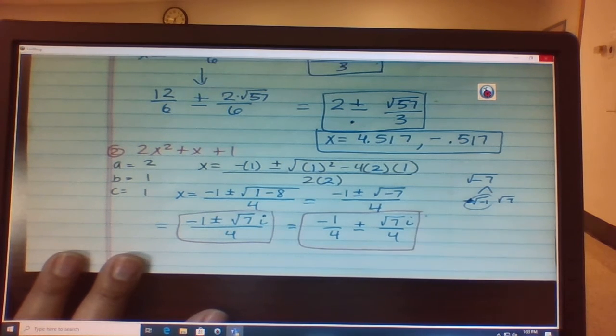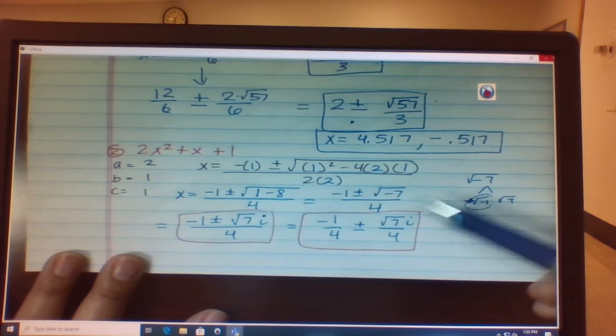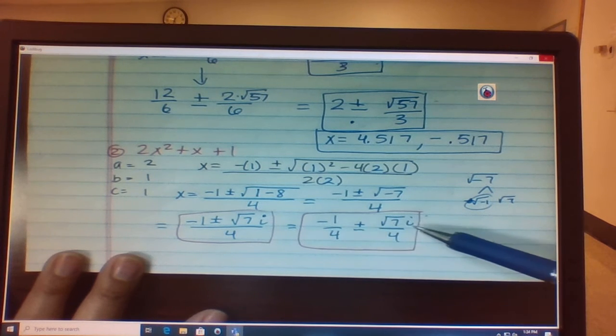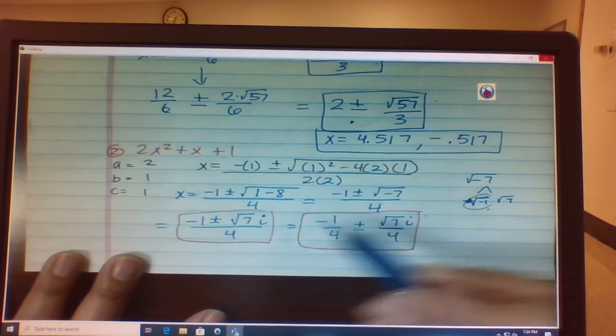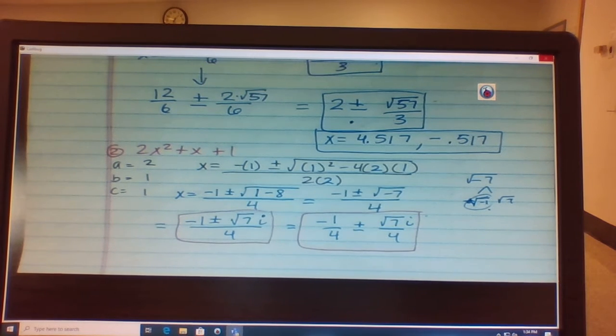Yes, sir. If there's a negative 1, could you make i, like in the beginning, like the first negative 1? No, because this is the square root of a negative 1. It's not the same thing as a negative 1. Are we okay?